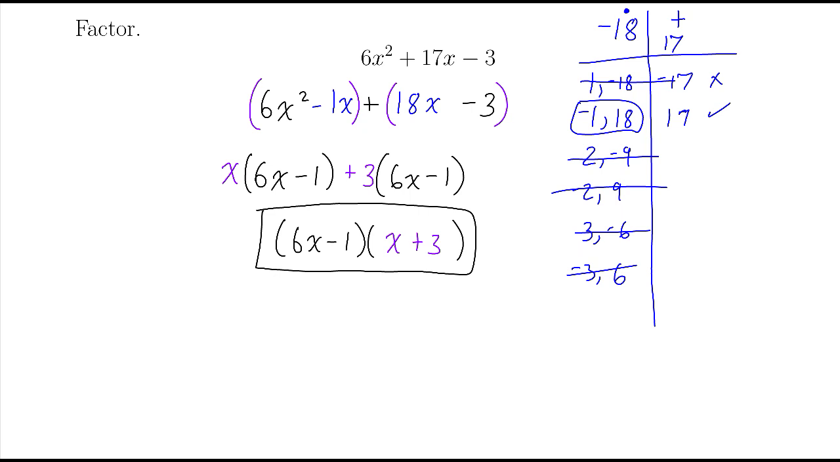So again, 6x squared plus 17x minus 3 is the same thing as 6x minus 1 times x plus 3.